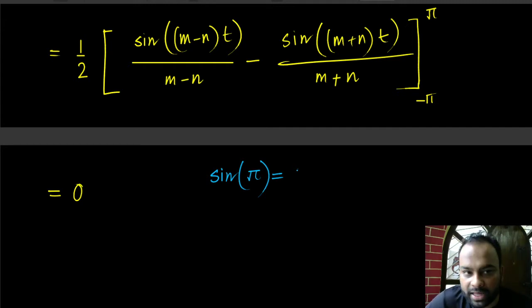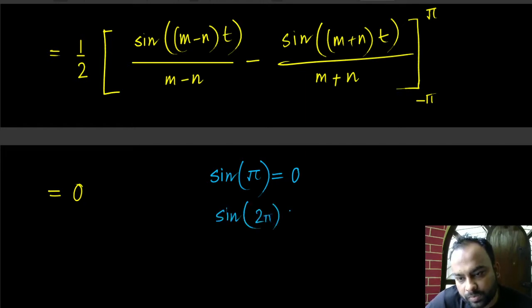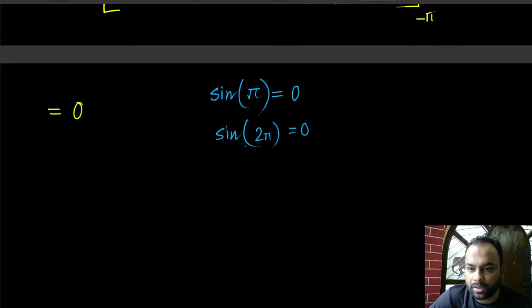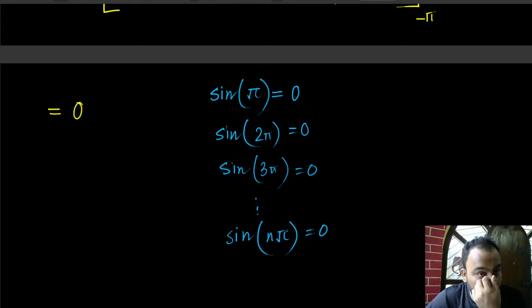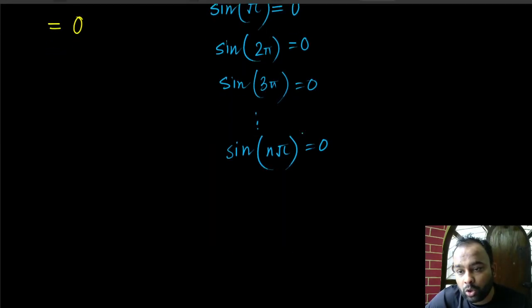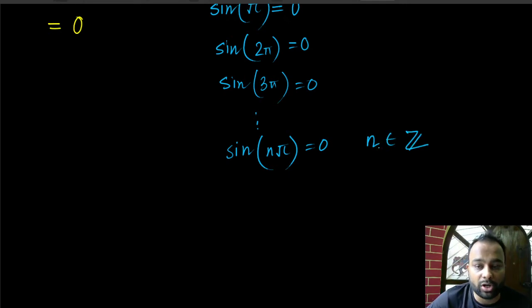Yeah, all of you know sine pi is 0. What is the value of sine 2 pi? That's also 0, right? What is the value of sine 3 pi? That's also 0. So in fact, sine of n pi is actually 0, right? In fact, that's true for n belonging to any integer, positive, negative, or 0. Sine 0 is 0, sine minus pi is 0, sine minus 2 pi is 0, sine pi is 0, sine 2 pi is 0, sine 3 pi is 0, sine any integer pi is 0, right?